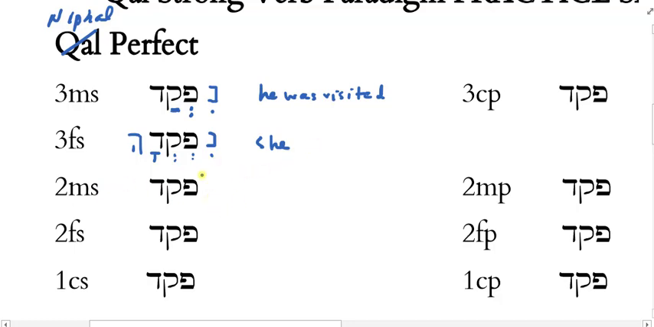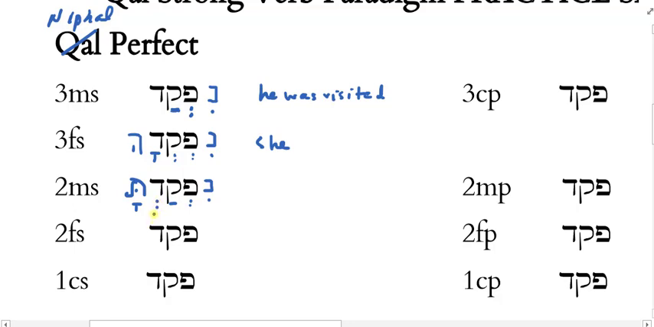Let's take a look at the 2MS form. Again, if I start with my basic paradigm, niphqad for the 3MS, and I want to add the 2MS personal ending, what do I add? Well, you know this, don't you? It's ta. What goes under the dalet, root 3?